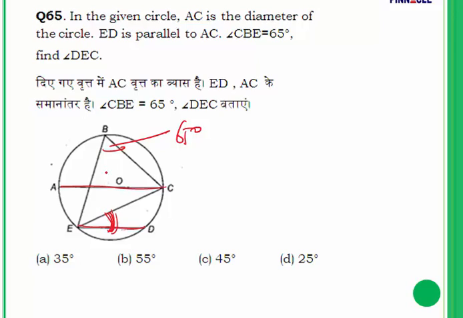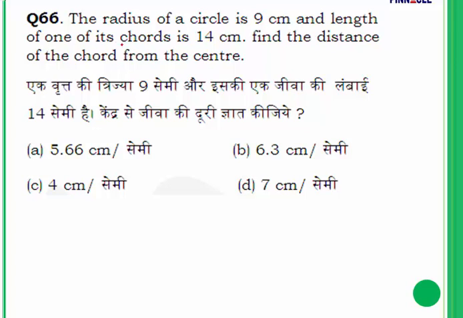If this is 65, then in the half circle the angle total is 90, so this would be 90 minus 65, that is 25. So from the same base, if this is 25, then this will also be 25, because from the same base or chord, the angle formed at the circumference would be the same. If this is 25, then this will be 25, because this is an alternate angle in parallel lines. Answer is D. Next question, question number 66.